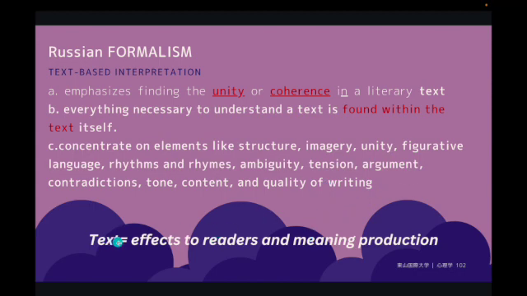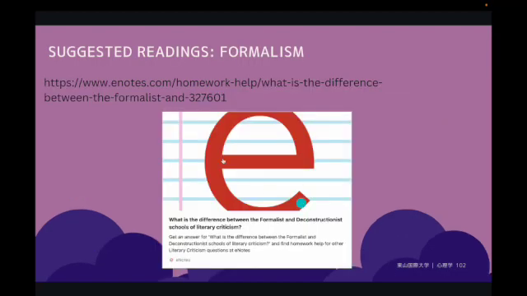So you get to see here that formalism is summarized as text equals effects to the readers and meaning production. You can only reach this particular interpretation when you look into the text as a standalone entity. Do not bring in outside context. So we have here a suggested reading for formalism. This is actually an online source, and the content of this website is from Purdue University, so you can take a look at these sites.